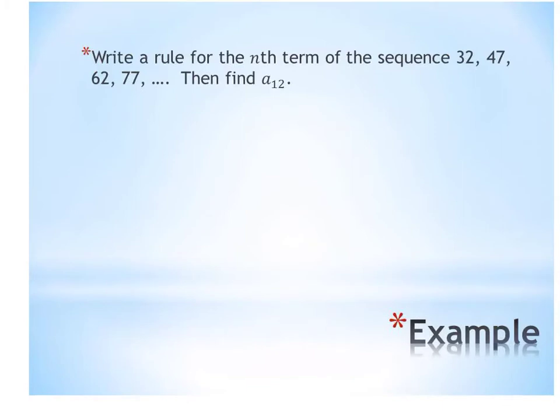So let's go back to that rule we wrote down. To refresh your memory from a minute ago, a sub n equals a sub 1 plus n minus 1 times d. First of all, you always need to make sure you are dealing with an arithmetic sequence. So this looks like we are adding 15. And then from 47 to 62, adding 15 more. Alright, so that looks like it is arithmetic.